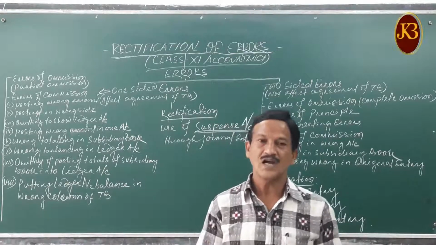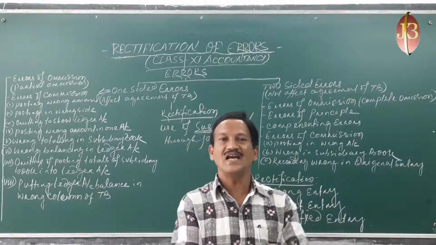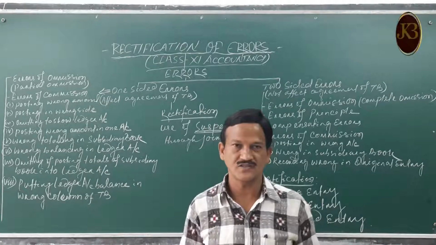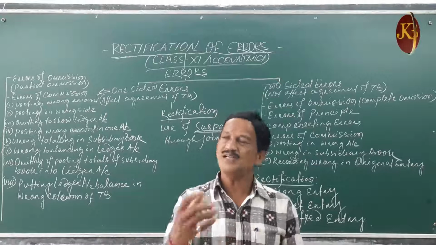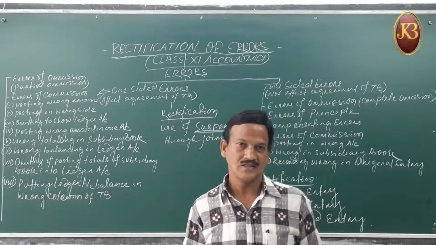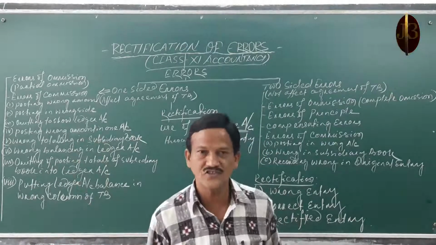So how do we rectify? When your trial balance is mismatched, that is the first identification that there is a certain mistake. Sometimes your trial balance does not mismatch, but still there are certain errors. You have to look at it, then you have to go for the rectifications.